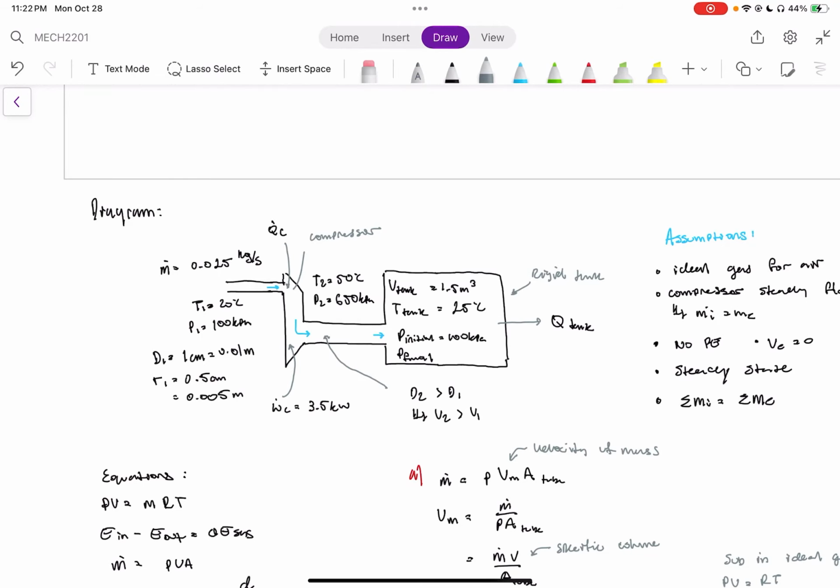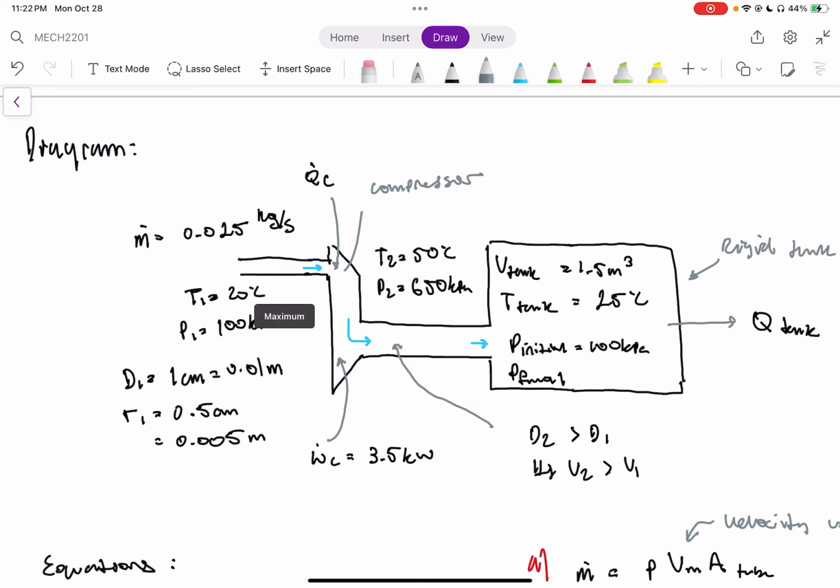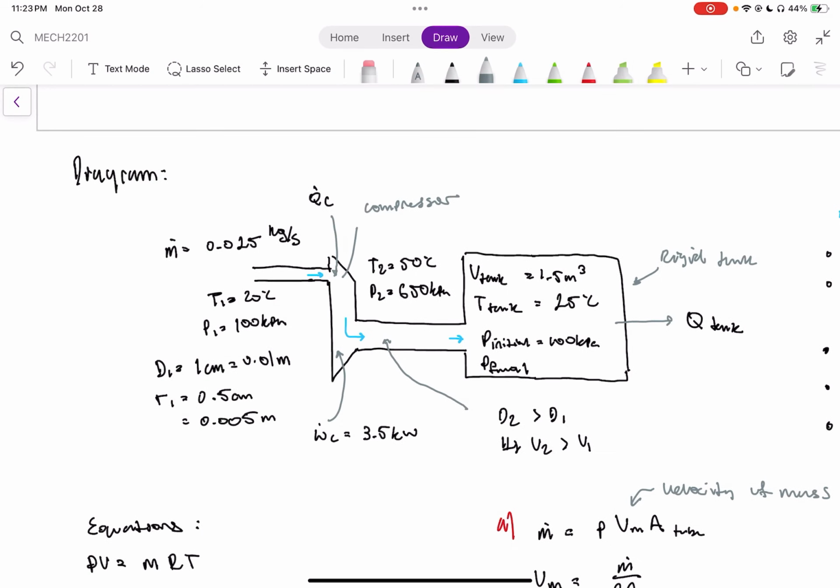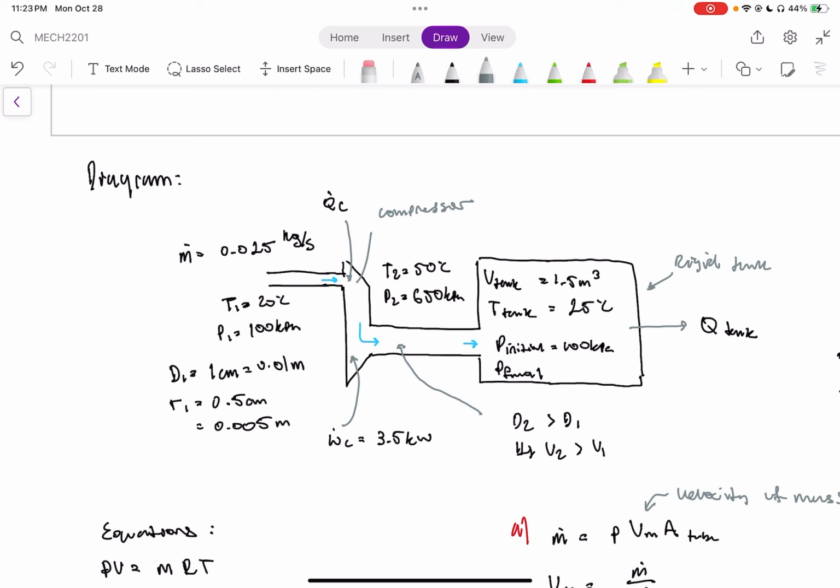Let's get started. So here we have a diagram of the whole problem with all the variables given and labeled. Here we have the pipe going into the compressor leading into the rigid tank, and these are all the variables that are associated with this problem.